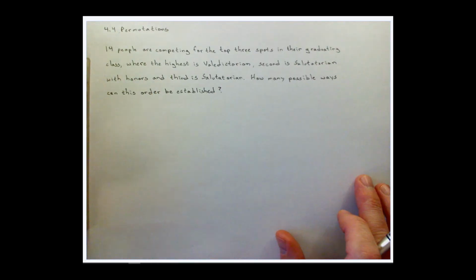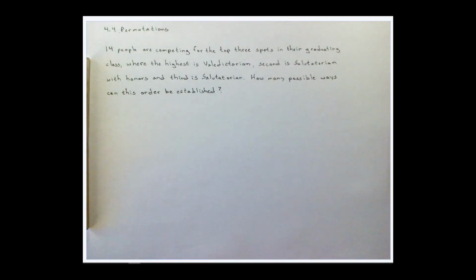Okay. 14 people are competing for the top 3 spots in a graduating class, and it matters which spots because the very first one, the highest honor, is the valedictorian. The second is the salutatorian with honors, and the third is the salutatorian. So it does matter. How many possible ways can this order be established?